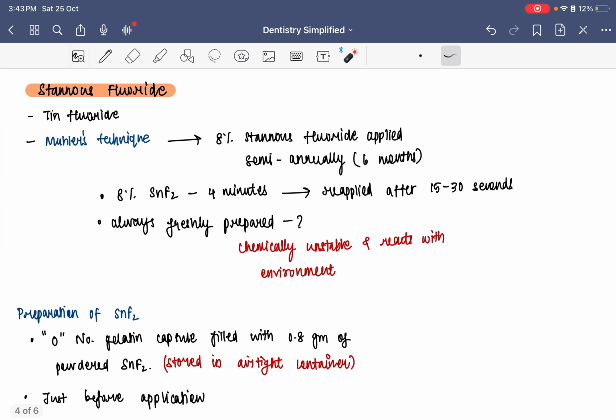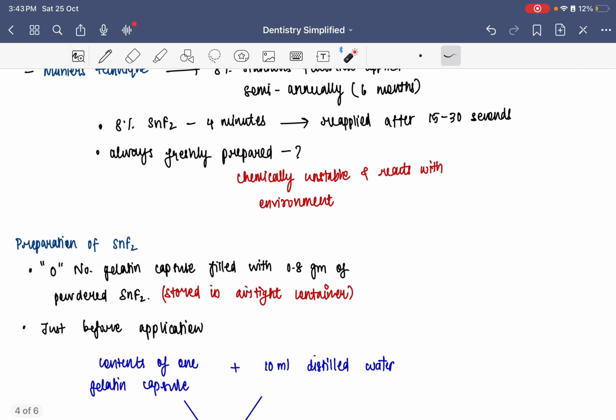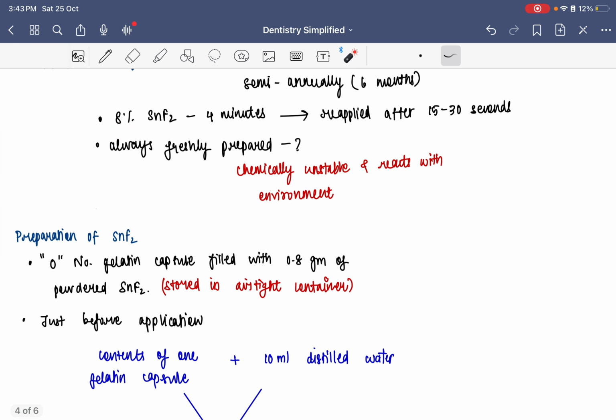Second is stannous fluoride. Now this is also known as tin fluoride. In this, the technique is known as Muhler's technique. Here 8% stannous fluoride is applied semi-annually, that is every 6 months, twice in a year. 8% stannous fluoride is applied for 4 minutes, and then reapplied after 15 to 30 seconds.